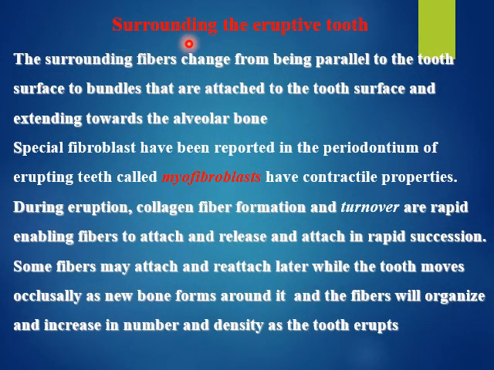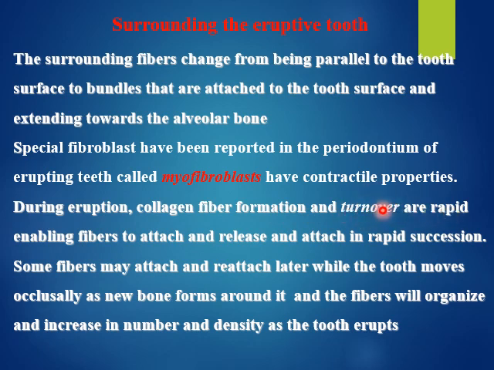The histological changes occur surrounding the eruptive tooth. The surrounding fibers change from being parallel to the tooth surface to bundles that are attached to the tooth surface and extending toward the alveolar bone. Special fibroblasts have been reported in the periodontium of the erupting teeth, called myofibroblasts, which have contractile properties. During eruption, collagen fiber formation and turnover are rapid.